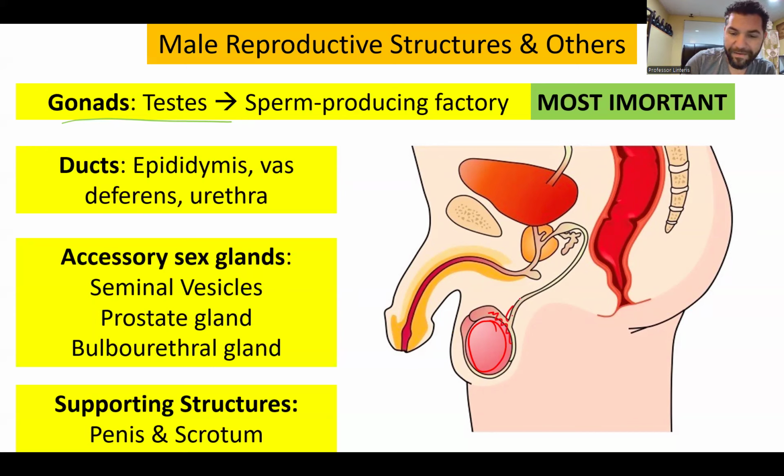This is basically how the sperm travels out from the epididymis to the urethra, and then out, obviously, for ejaculation and sexual reproduction. We have a couple accessory glands: seminal vesicles, the prostate, bulbourethral glands, and obviously the penis and scrotum are supporting structures serving their purpose. Let's talk about it.